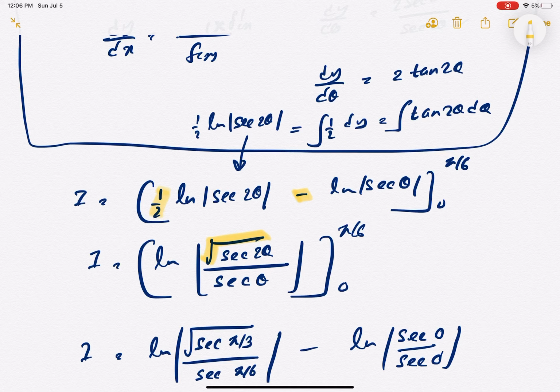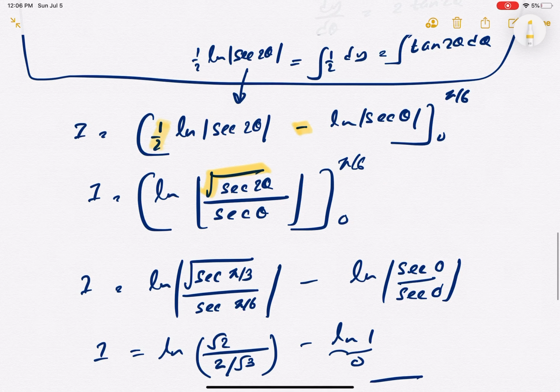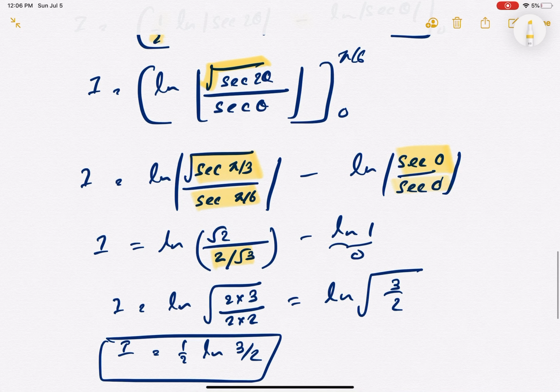Now I can substitute my values: pi by 6 into 2 becomes pi by 3. That's why you can see we get this value and this value over here as well. And sec pi by 3, since cos pi by 3 is half, sec pi by 3 is 2, and because of the square root, it's root 2. And sec pi by 6 becomes this value. So this will simplify, and I wanted to make it a common square root, so I wrote 2 as inside the square root 2 into 2. So these 2 cancel off and give you ln root 3 by 2.